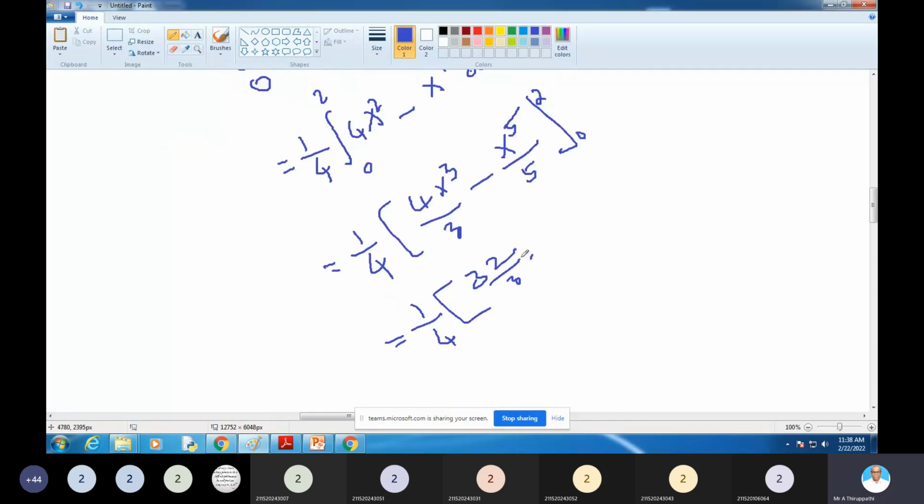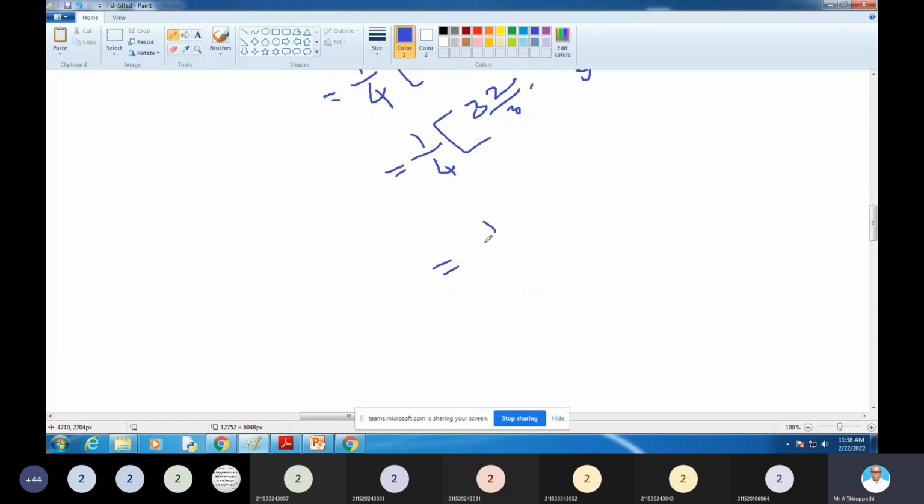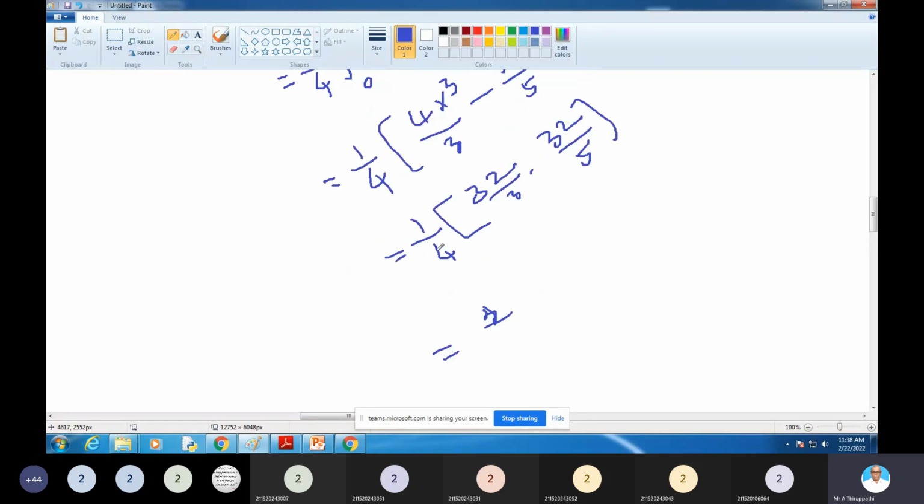2 to the power 5 is equal to 32, so it is 32 by 5. Now for the simplification, 1 by 4 is taken inside. So 32 can be written as 8 into 4 divided by 4 into 3, minus, similarly, 8 into 4 divided by 4 into 5.